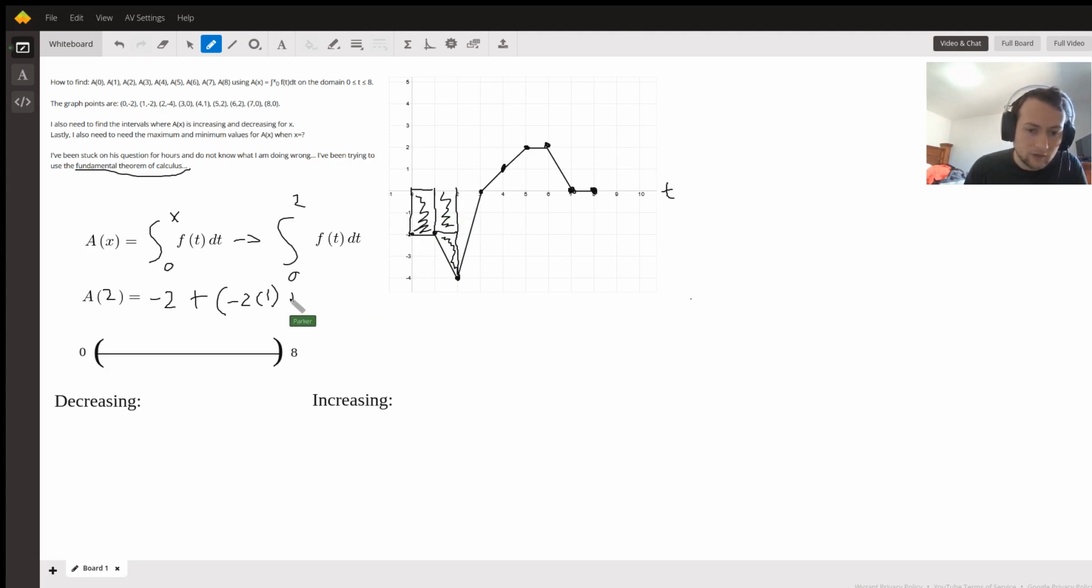And then it's the area of the triangle below it, which is a height of 2, because we go from negative 4 to negative 2. So the triangle has a height of negative 2, a base of 1, and you multiply by 1/2 because that's the formula for the area of a triangle. So when we add that all together, we get that the area under the curve from 0, in other words, A of 2 equals negative 5.